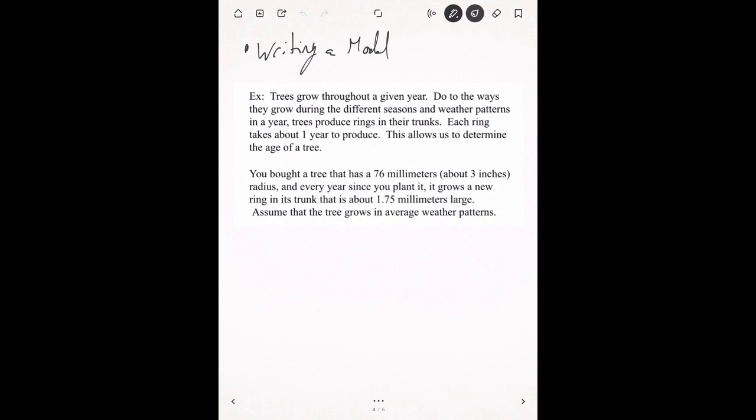This allows us to determine the age of trees. That's why we sometimes count rings, and we can approximate the age because a ring takes roughly about a year to produce. So let's assume you bought a tree that has a 76 millimeter radius. So if I had a tree and I cut it in half, and I look at its trunk, and I look at what I've just cut, I would say that the radius, which is from the center of the circle out, is 76 millimeters. And every year that it grows, let me get a bigger drawing.